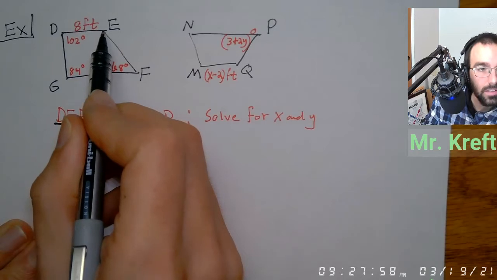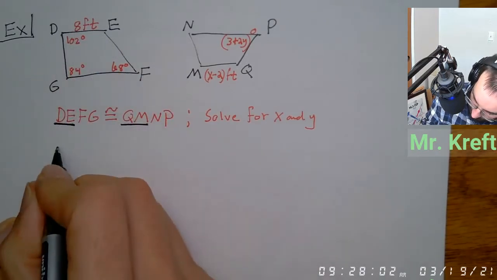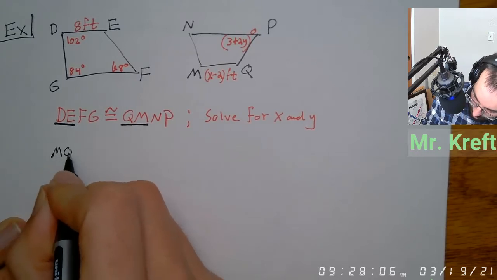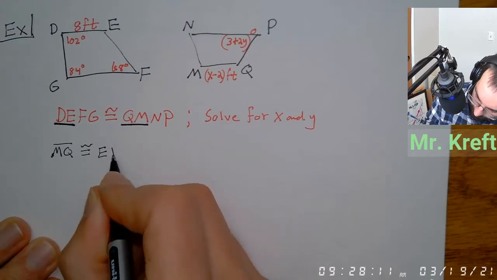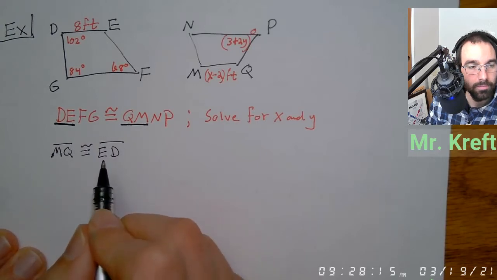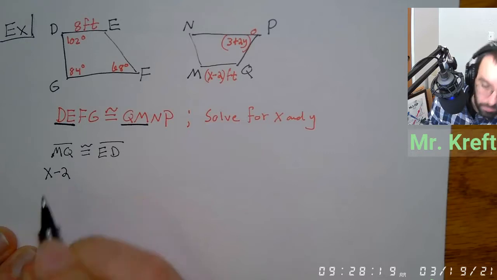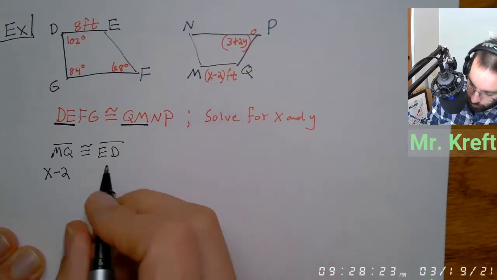Okay, so if I look for side ED right here, it is 8 feet. So I'm going to just write this down because I'm going to show all my work. What I'm saying here is I know that segment MQ is congruent to segment ED, right? And I got that from my congruency statement. MQ is x minus 2, right? So MQ right up here is x minus 2.